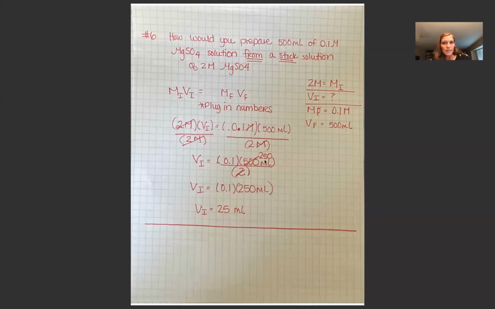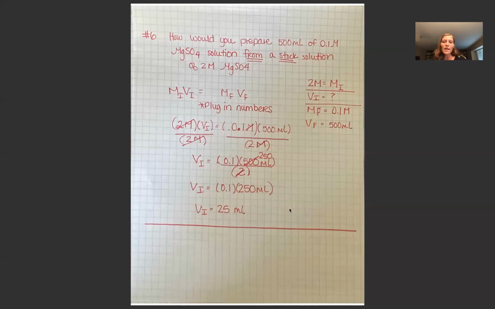Now I'm going to make this as easy as I can, so I'm going to reduce them down. 2 is reduced to 1, and then 500 is reduced to 250. So this goes away. It's basically a 1, so I don't need to count on it anymore. My final problem becomes initial volume is equal to 0.1 times 250 milliliters. I multiply that out and I get my initial volume as 25 milliliters.